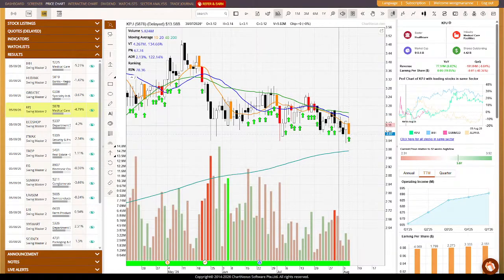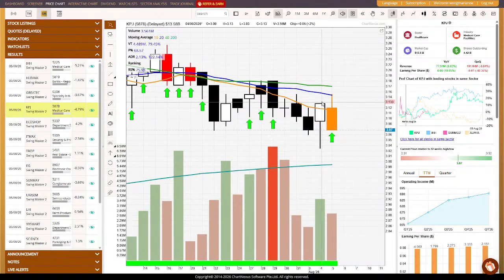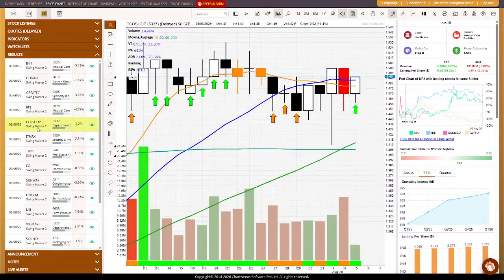All right, so right now, KPJ, based on what I've shared so far, I also mentioned, remember, if it's trading below, then I do not like the chart. So KPJ is exhibiting that kind of behavior, right? So we will disqualify and we look at Eco Shop.